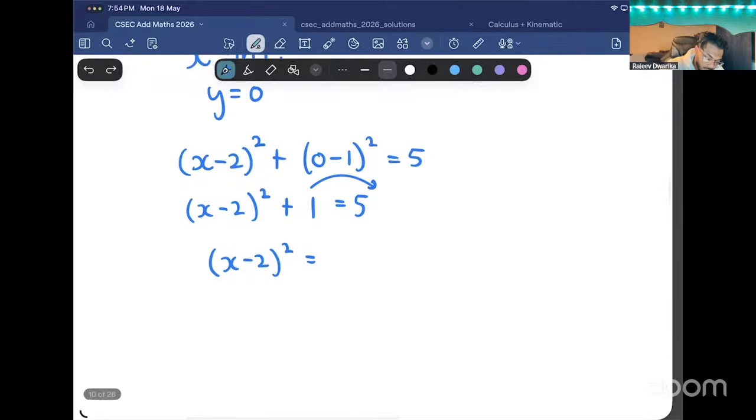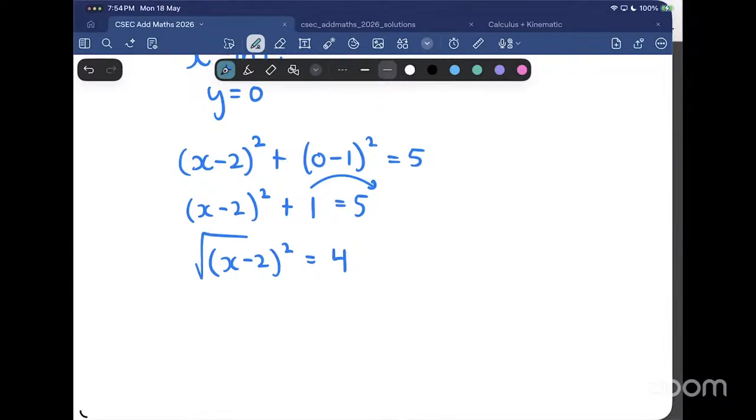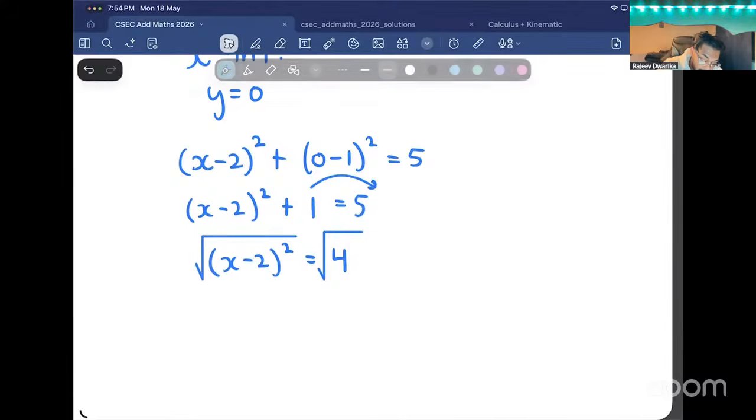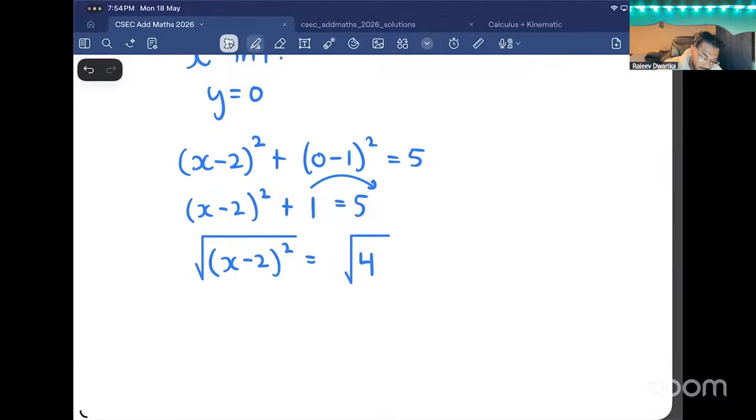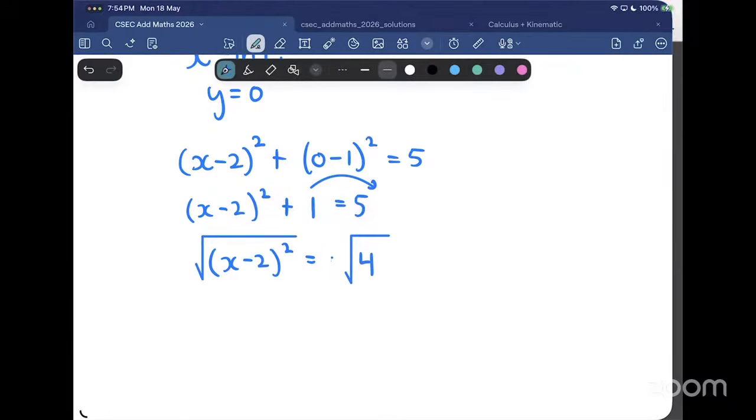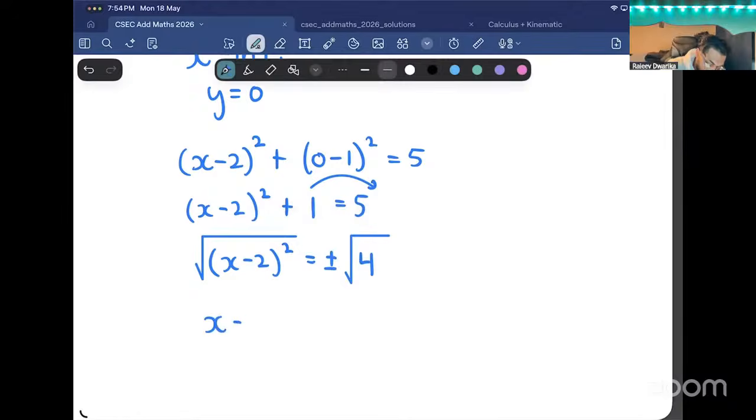So now I could just do the what on both sides? Square root. Now, anytime you find the square roots, you actually find how many solutions? Two, a positive and a negative. So if I find the square root of (x - 2)², square and square root cancel off, and that will leave us with plus or minus the square root of 4, which is 2.